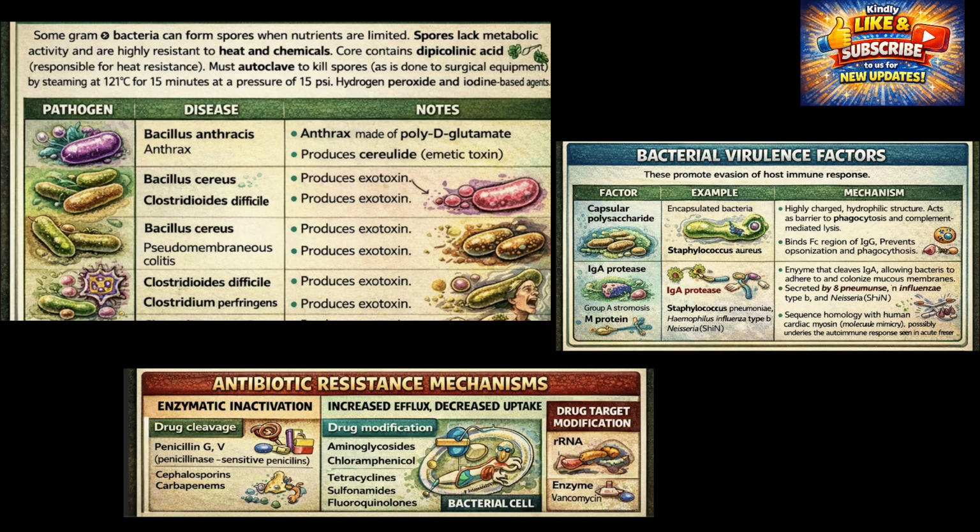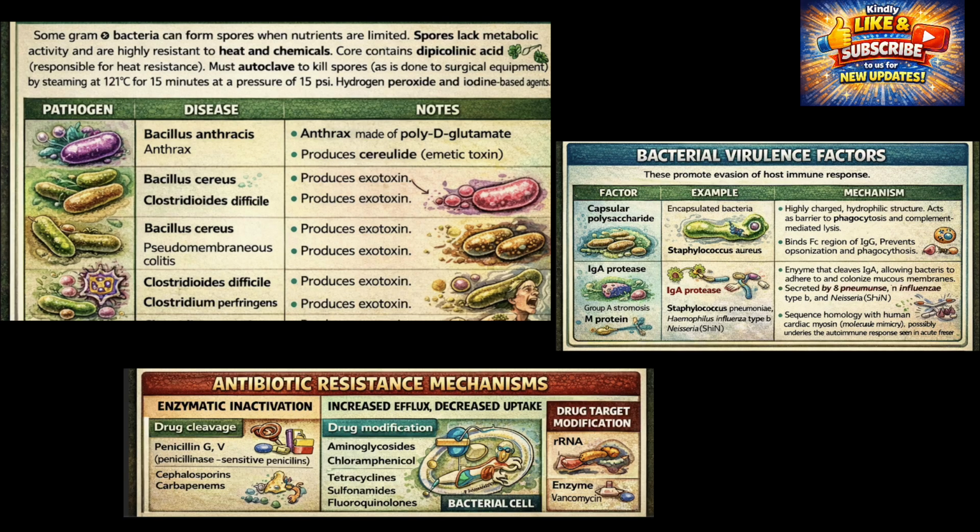M protein is a major virulence factor of group A streptococci and functions by preventing phagocytosis. Beyond immune evasion, it has significant autoimmune implications. The protein shares sequence homology with human cardiac myosin, leading to molecular mimicry. This cross-reactivity underlies the pathogenesis of acute rheumatic fever following streptococcal pharyngitis, a classic concept tested through delayed cardiac, joint, or neurologic complications occurring weeks after an untreated throat infection.